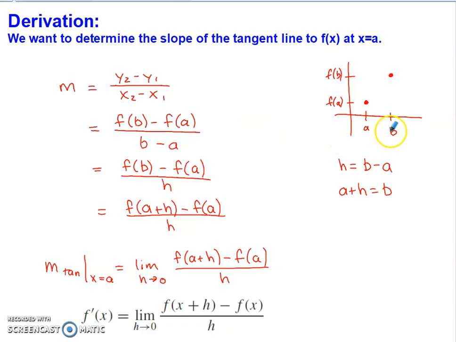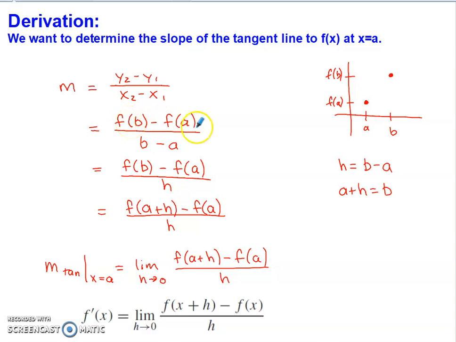values to be a and b, I can change the denominator to b minus a. And then in the numerator, rather than using just y values, I can use function notation, right? The y value at a is going to be f of a, and the y value at b is going to be f of b.